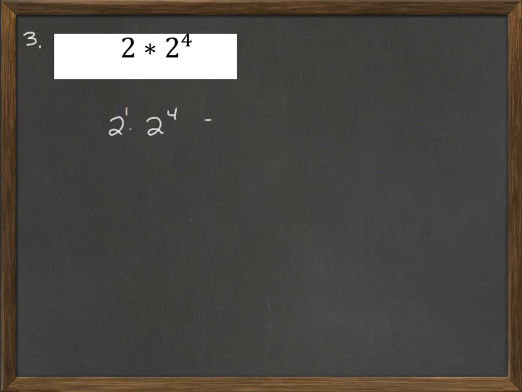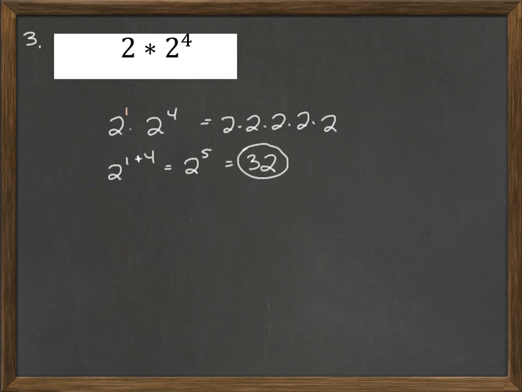So once again, we could, if we wanted to, write this out as a multiplication problem, and you can see that you have 5 2's. Or, again, we can actually finally apply the product rule. The product rule says to add those exponents, and 1 plus 4 is 5. Now, if this were a variable, we would be done. However, because it's a number, the expectation is that we can actually evaluate it. So if you type 2 to the 5th power into your calculator, or take some time and memorize your powers of 2, you will find that you get 32. So that's our final answer.